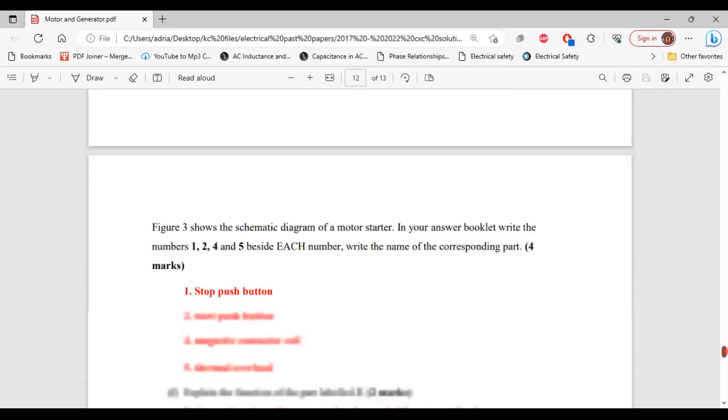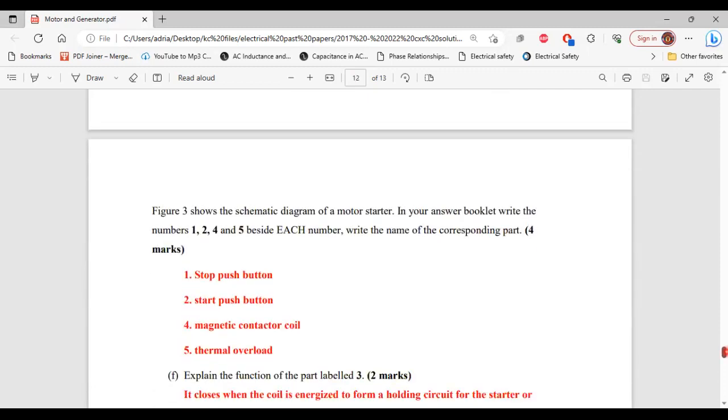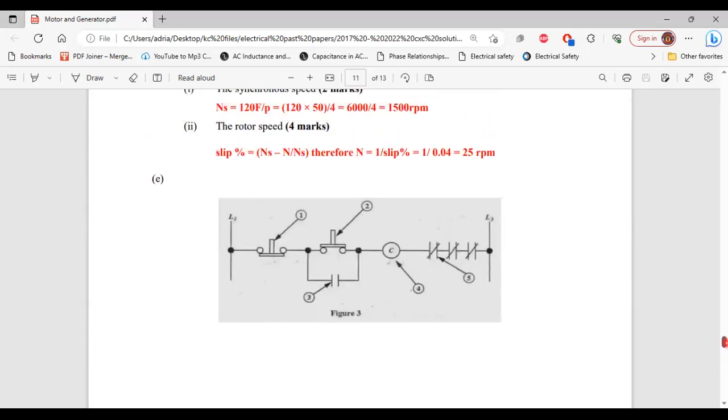For part E, it says figure 3 shows the schematic diagram of a motor starter. In your answer booklet, write the numbers 1, 2, 4, and 5 beside each number. Write the name of the corresponding part. All right, so let's look at the diagram. So 1, that is the stop push button. 2, that is the start push button. 3, that is the contactor coil. And 5, that is the overload. All right, so that's it for part E.